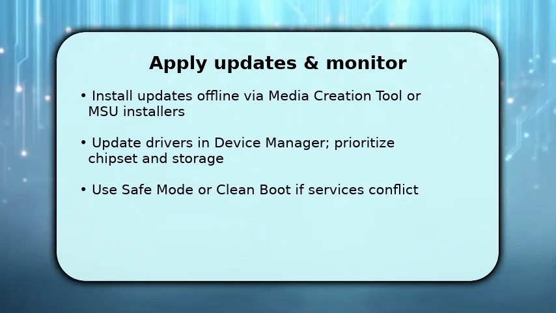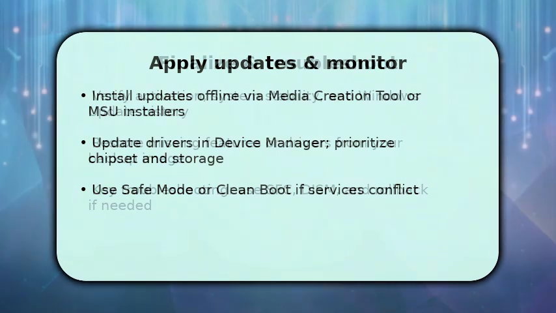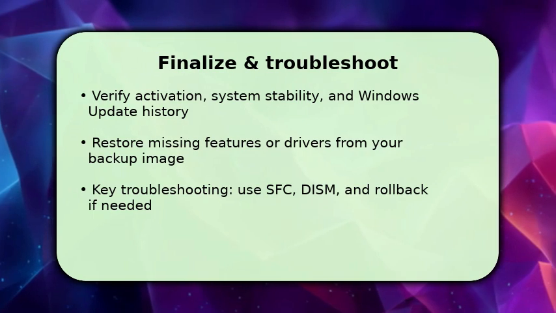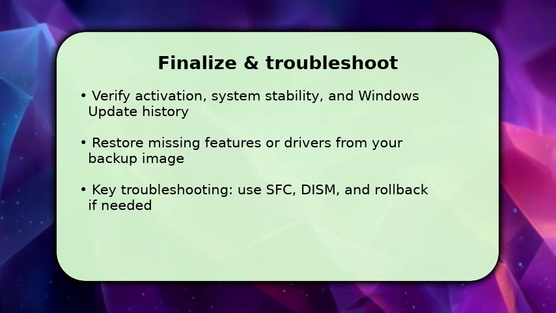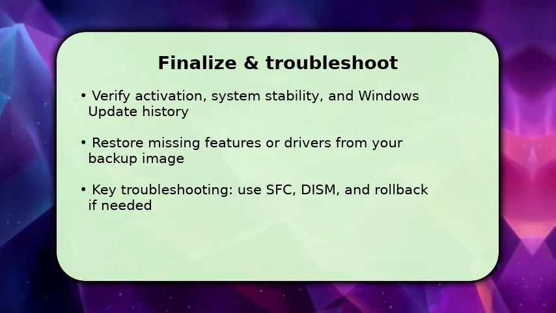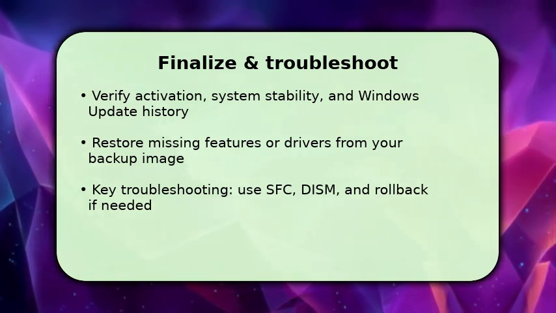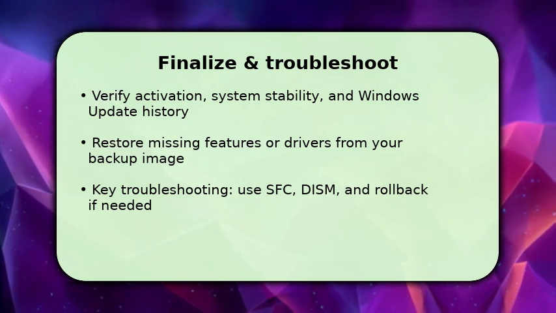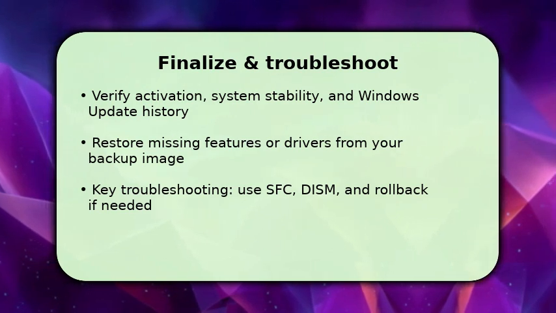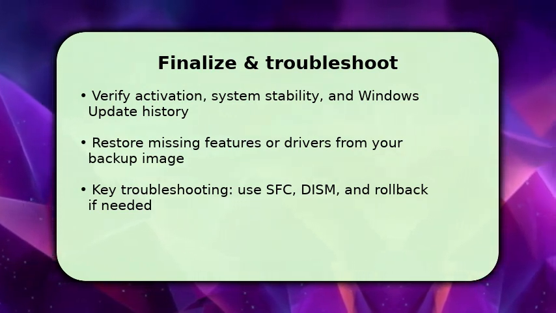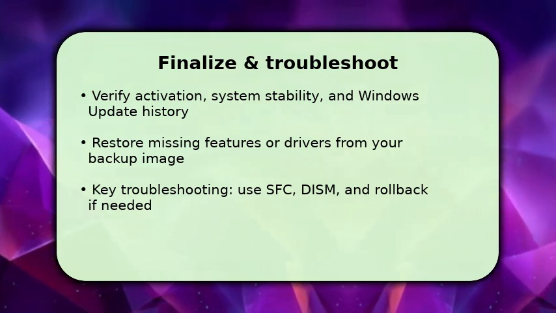You finalize by confirming Windows is activated and stable. Run a few reboots and use the Windows Update history to confirm success. If functionality regressed, restore specific drivers or components from your backup image rather than reinstalling the entire OS. For common corruption issues, run SFC and DISM to repair system files. If errors persist, use the update rollback or restore point. If a severe conflict remains, document error codes and revert to your image before repeating targeted steps to avoid repeated.